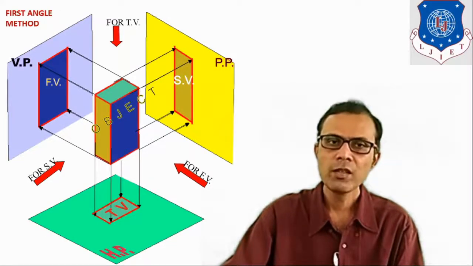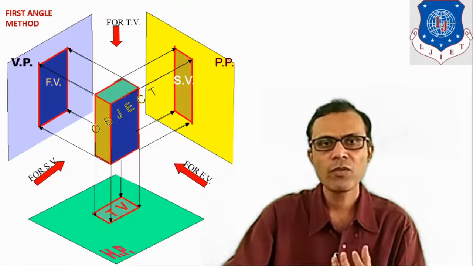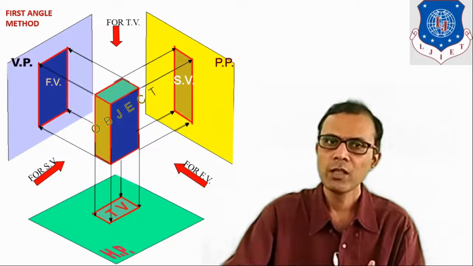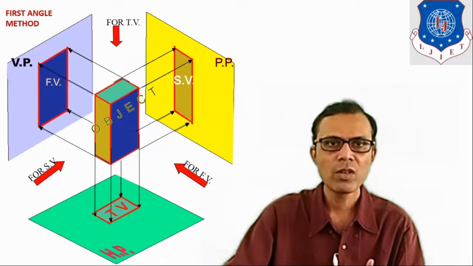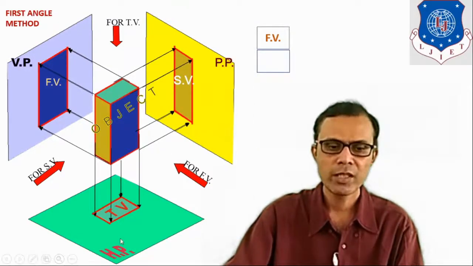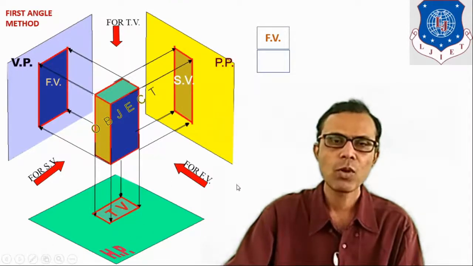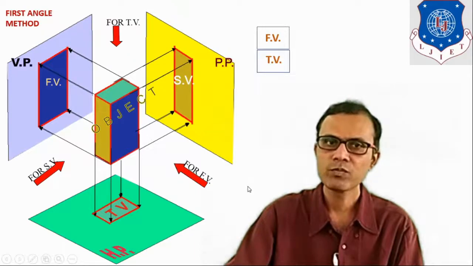So when we draw the orthographic projection, it is important to understand what will be the location of the given view. So first of all, with reference to front view, this front view. Now when HP is rotated in clockwise direction by 90-degree angle, top view will be below the front view.